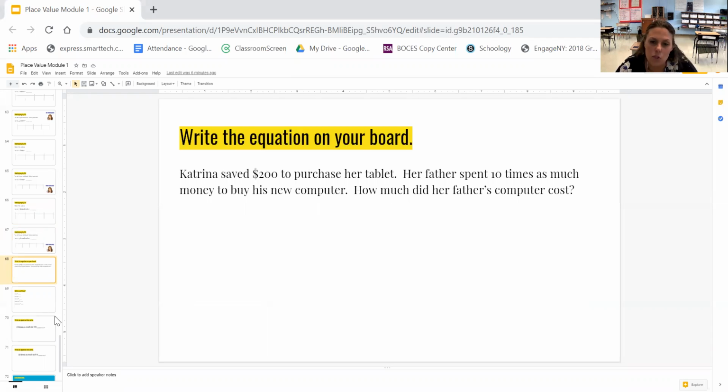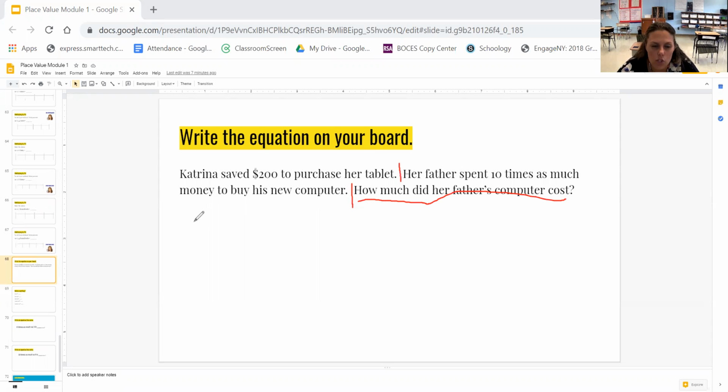So Katrina saved $200 to purchase her tablet. Her father spent 10 times as much money to buy his new computer. How much did her father's computer cost? So I see a lot of roadblocks. I'm gonna underline my question. How much did her father's computer cost? So it just wants us to write the equation on our board.